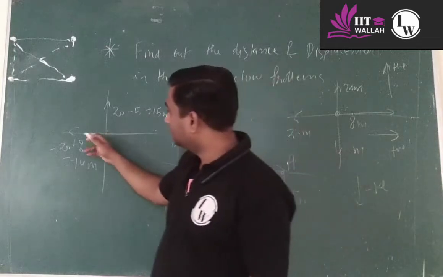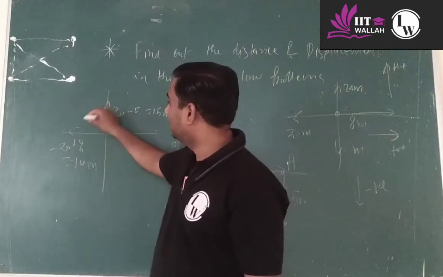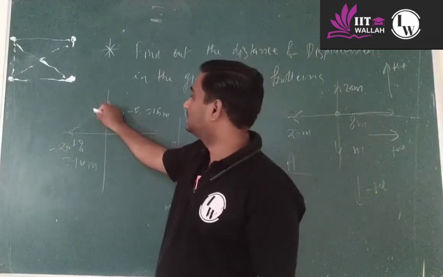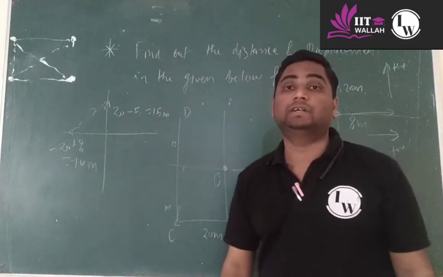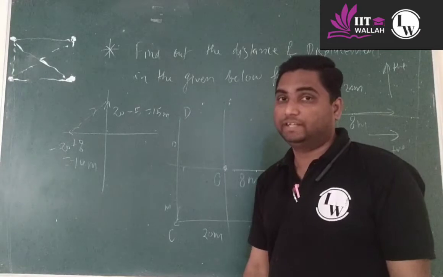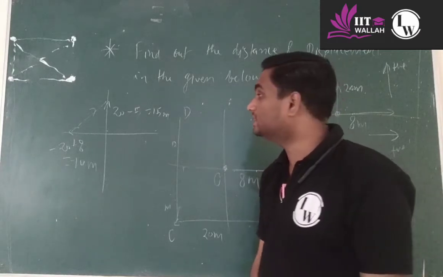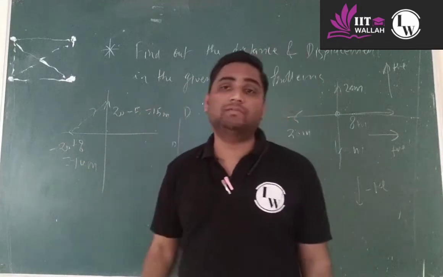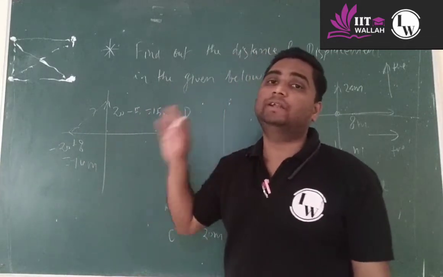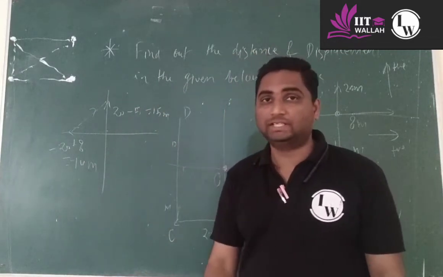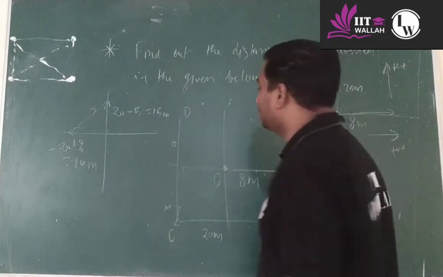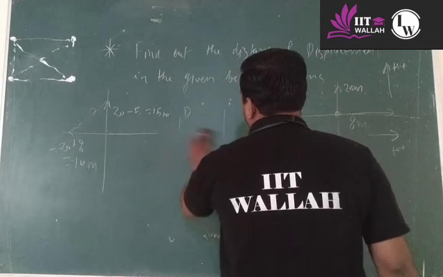Now see here, this will form a right angle triangle when you join this length, and this will be the displacement. The shortest length from the starting to the final point is called what? Displacement.